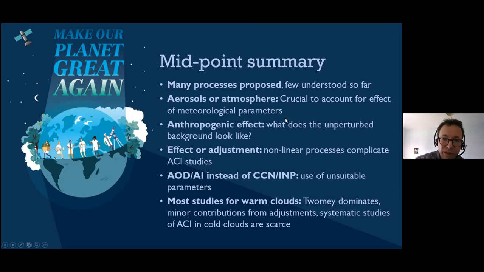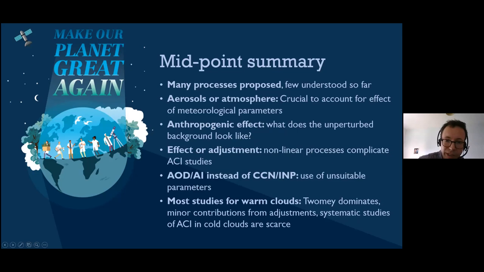Then it's particularly hard to quantify what the unperturbed background looked like. So what did the clouds look like before there was human activity? We basically don't have a baseline for what to compare our results to, because there's no observations of really unperturbed clouds. Then, as I mentioned, there's the cloud effect, aerosol cloud interaction effects, and those rapid adjustments. And those are nonlinear processes that complicate the studies.